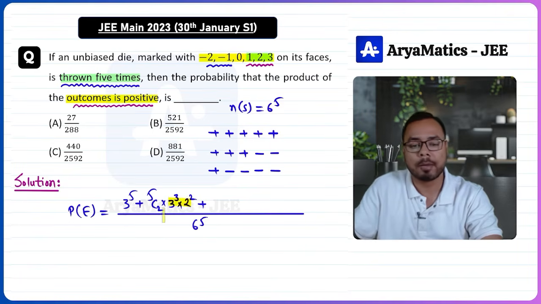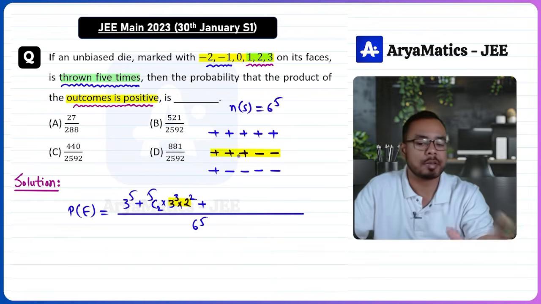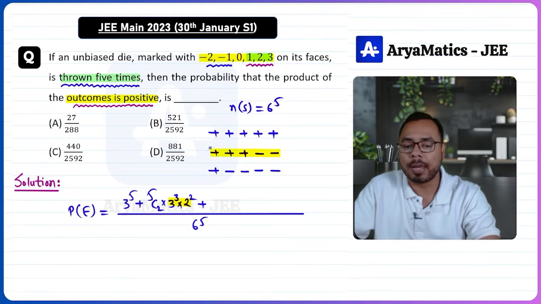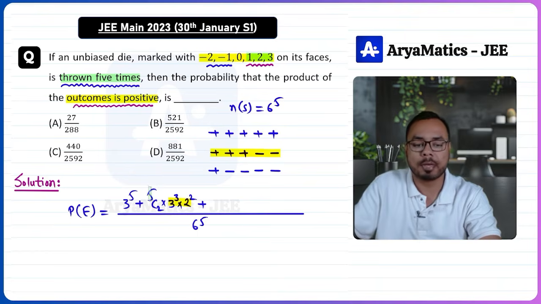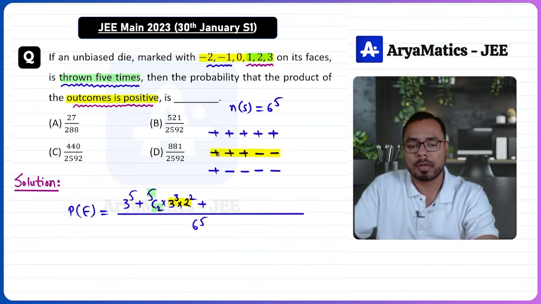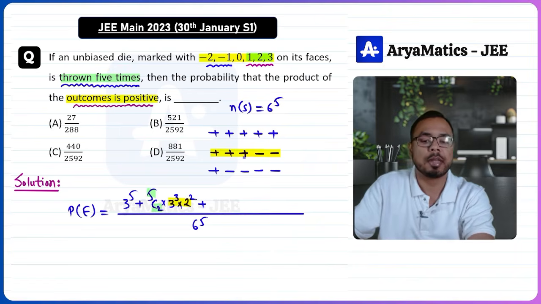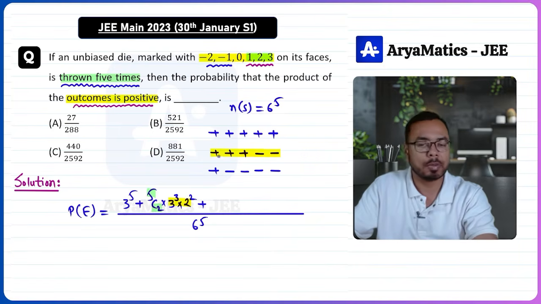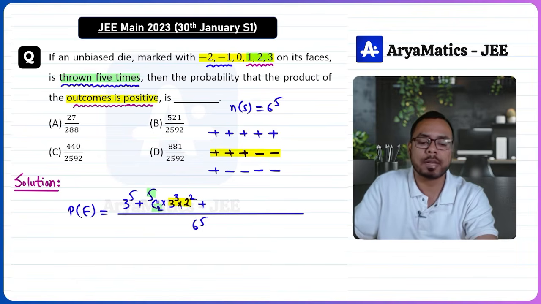3 cube into 2 square, that will represent this particular case, where we have the first 3 positive and the next 2 negative, and you can arrange this in different ways. So this 5C2 represents the number of ways to arrange those outcomes, right? Again, I'll repeat this point. 3 cube into 2 square is the number of ways of getting the first three outcomes positive and the next two negative. And 5C2 is the different ways to arrange these plus and minus signs. If the first two were negative and the next three positive, we still get a positive outcome. So 5C2 is representing that.